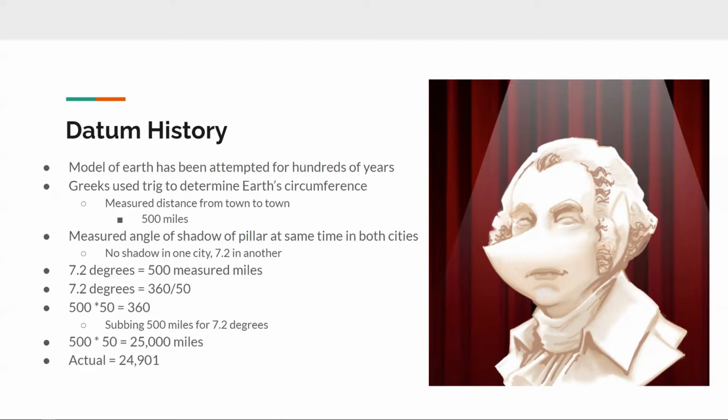And then they measured the angle of a shadow of a pillar at the same time in both cities. Just using some simple trigonometry, they determined this angle to be 7.2 degrees in the northern city. And in the southern city that was closer to the equator, the sun was directly overhead, so they had no shadow. So now you have the difference in degrees, which would be 7.2 because it was taken at the exact same time. And you also have the distance between the two. So you know this 7.2 degree difference is equal to 500 miles because they measured it out.